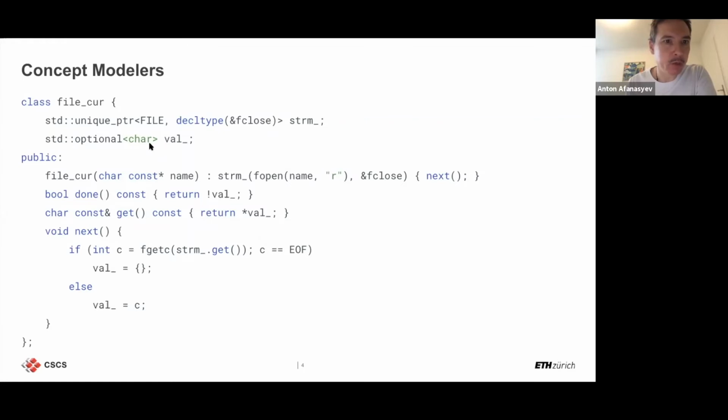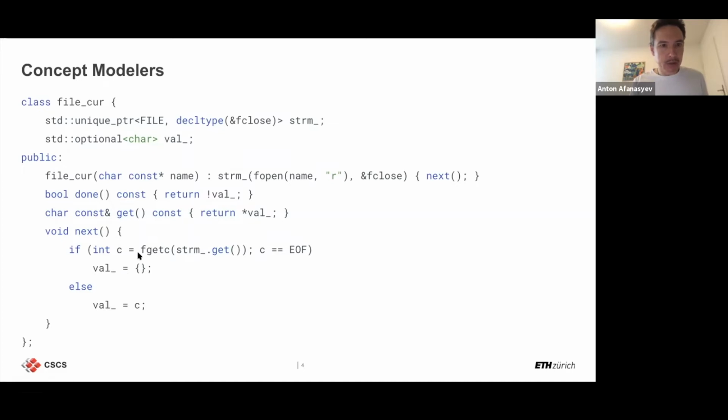Optional is almost the same as the value, but it has an additional state where we don't have any. The state where we don't have any corresponds to the situation where the stream is over, and we're done. And to get the value, we just get it from the optional.